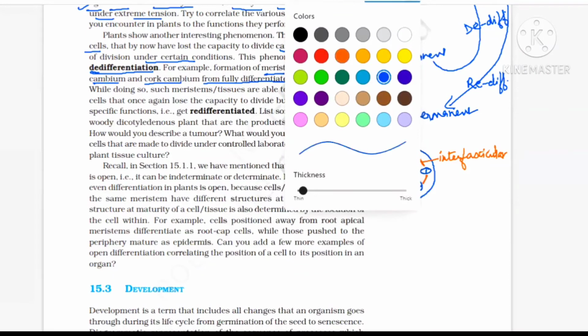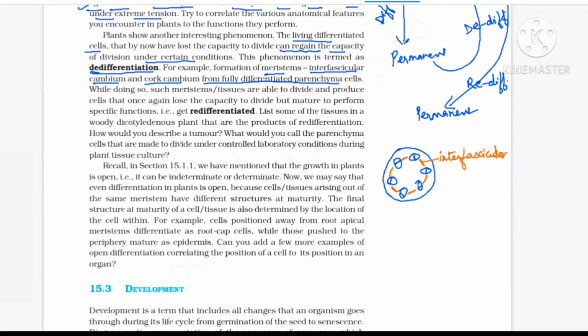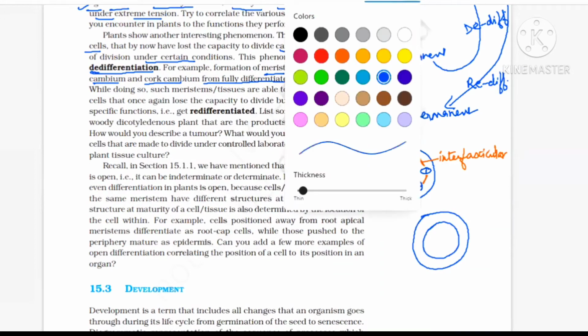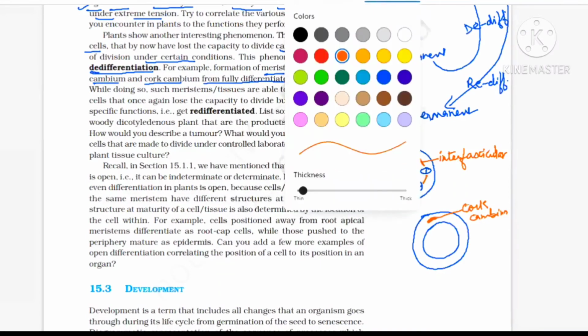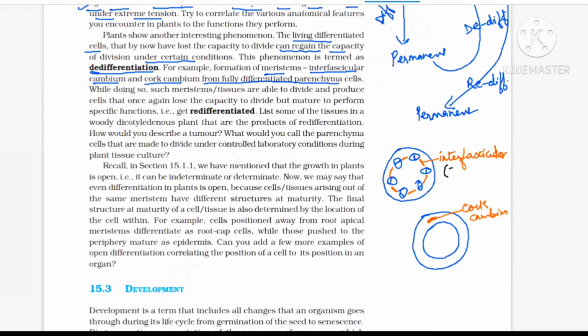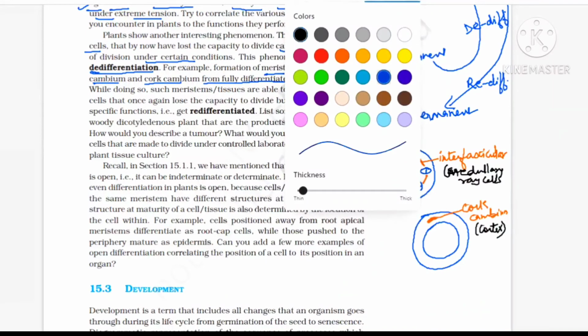Now see, let us assume this is your cortex layer and this is your endodermis. So in the cortex layer, you again find de-differentiation, forming the cork cambium. This is the cork cambium which is made. The cork cambium is made in the cortex region, and the interfascicular cambium is made by the medullary ray cells. This one is made by the medullary ray cells and that one is made by the cortex cells. So I hope this much of the topic is clear to you.